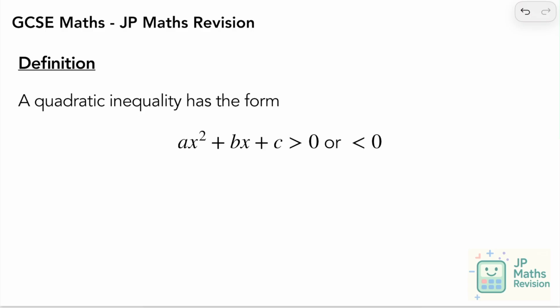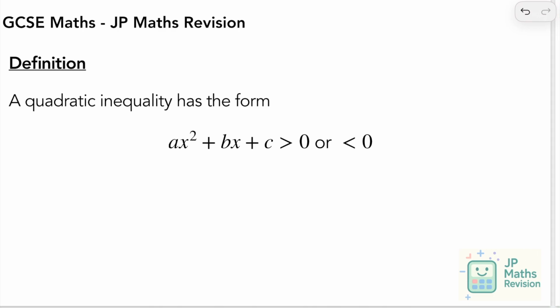A quadratic inequality has the form ax squared plus bx plus c, and it can be either greater than 0, less than 0. It can also be greater than or equal to 0, or it could be less than or equal to 0. The key thing is it cannot be equal to 0, because that would be an equation.